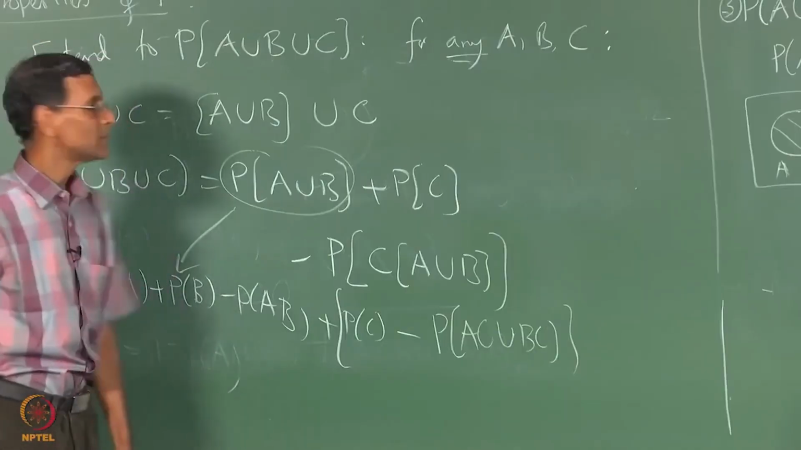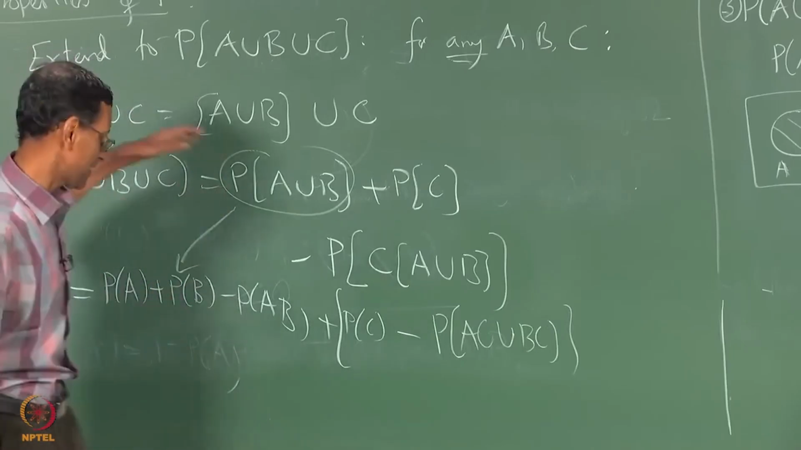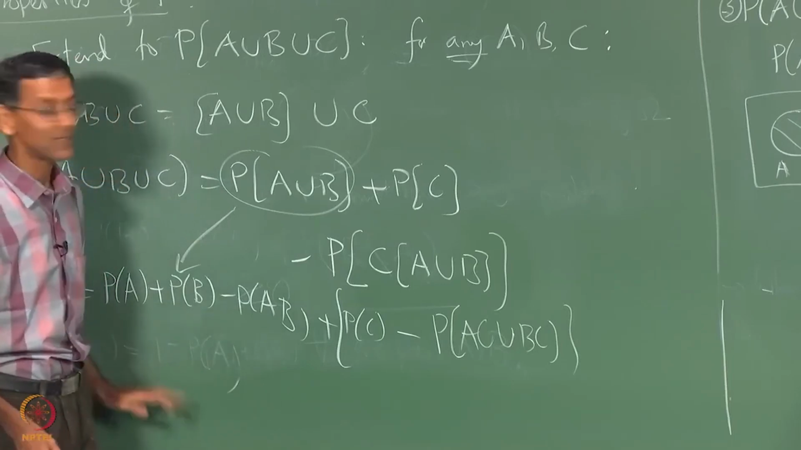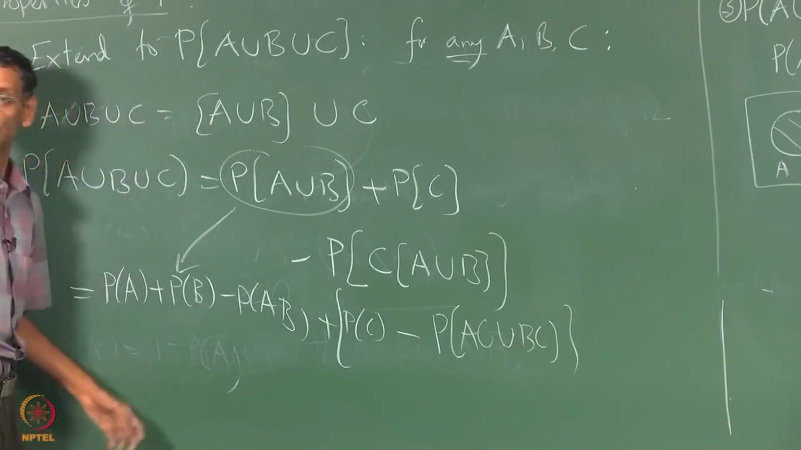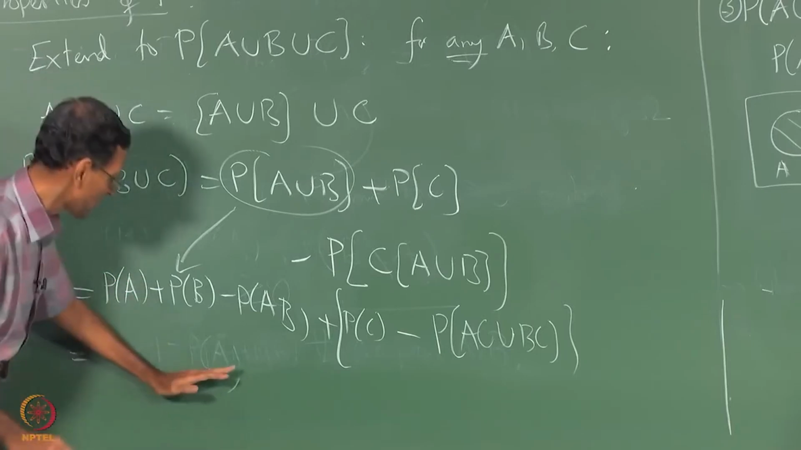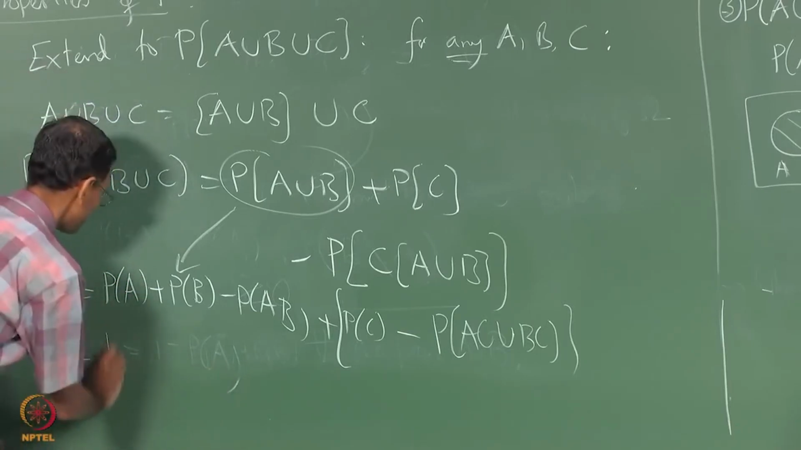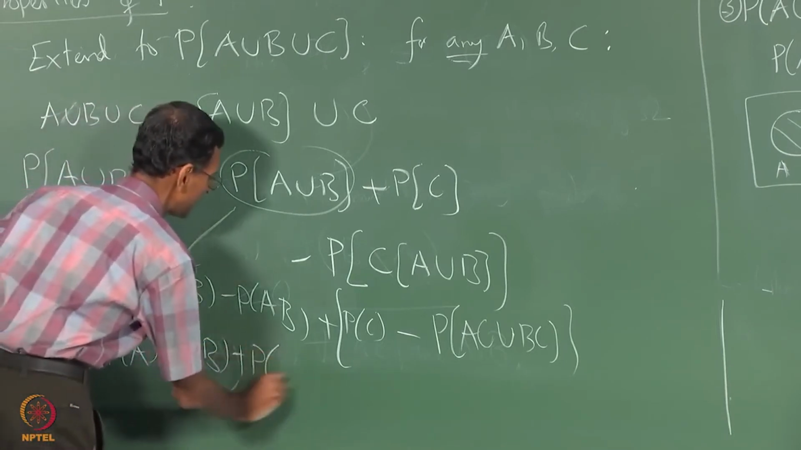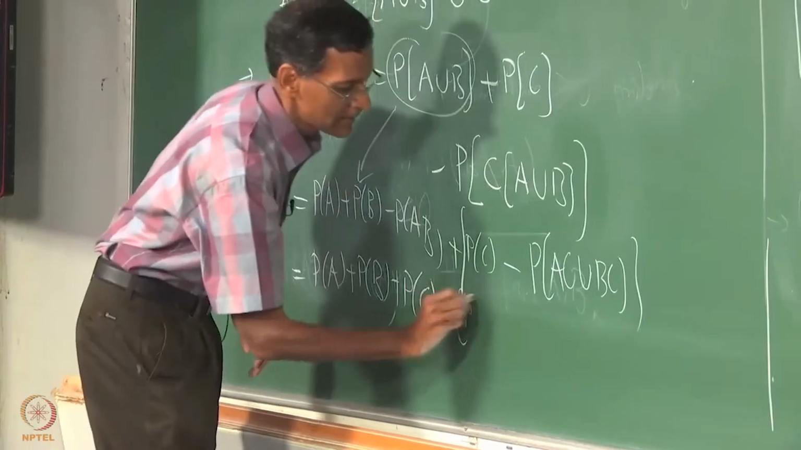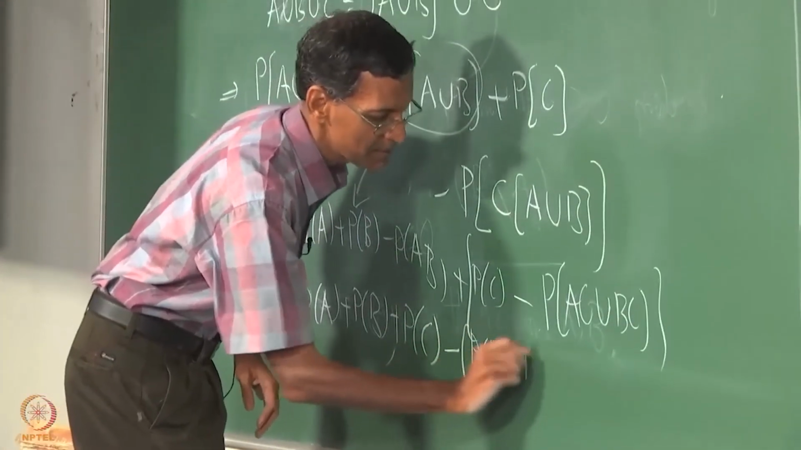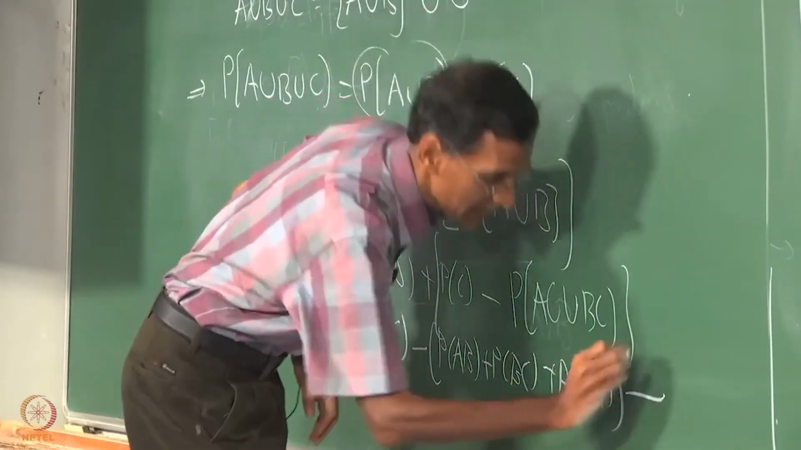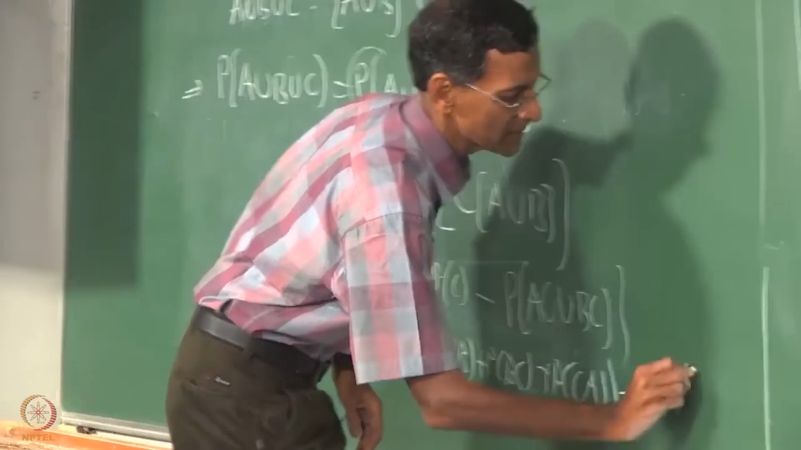One problem that I have with this board is that I do not know how the recording looks. I want to say this on camera, it does not matter, but the bottom portion is not that usable. Anyway, I will write one more line. PA plus PB plus PC minus PAB plus PBC plus PCA plus PABC.